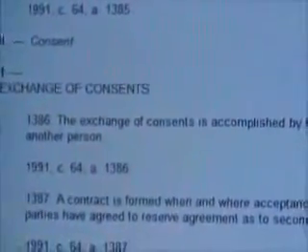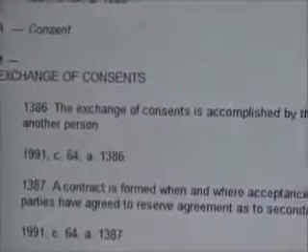Exchange of consents. The exchange of consents is accomplished by the express or tacit manifestation of the will of a person to accept an offer of a contract made to him by another person. So the exchange of consents is accomplished by the express or tacit manifestation of the will.